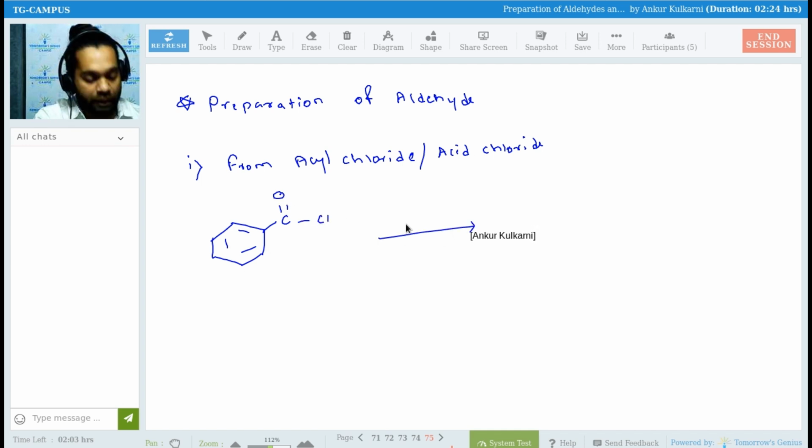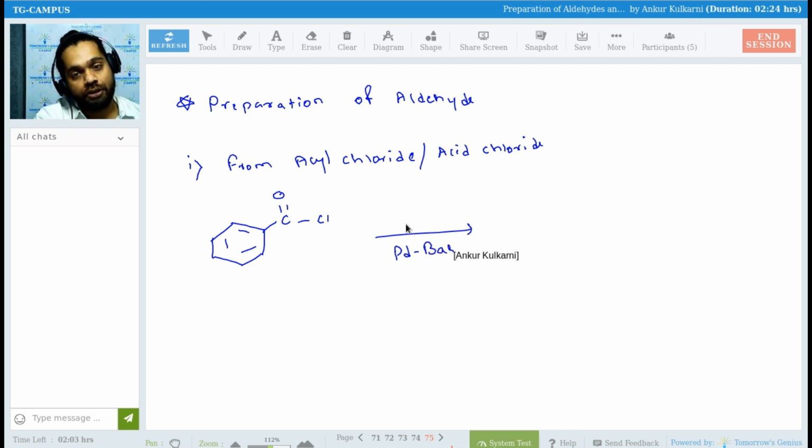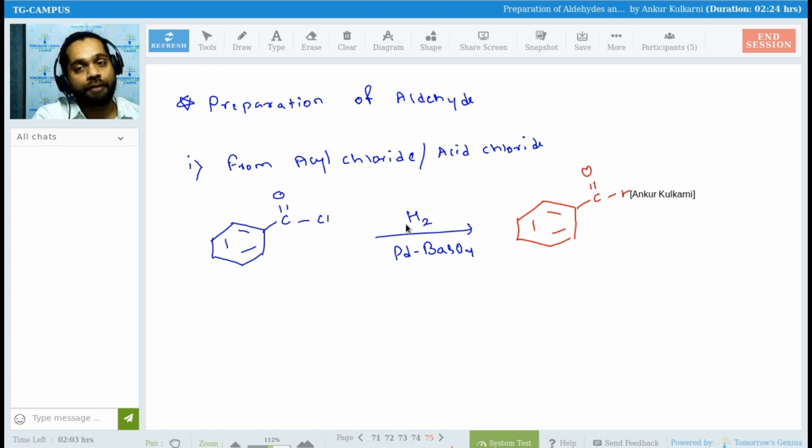Now, if I do the reduction in the presence of palladium, we call it hydrogenation. So what happens in reduction? We add hydrogen. One H gets added, one Cl goes out. What you have got here is an aldehyde. So from acid chloride, you have prepared an aldehyde. What is the IUPAC name of this aldehyde?